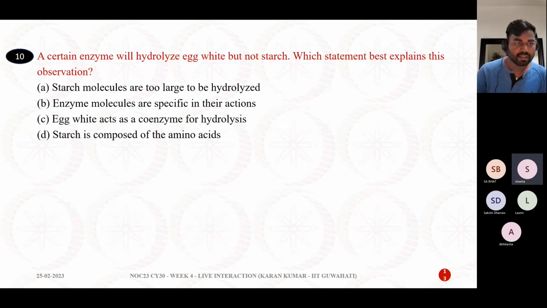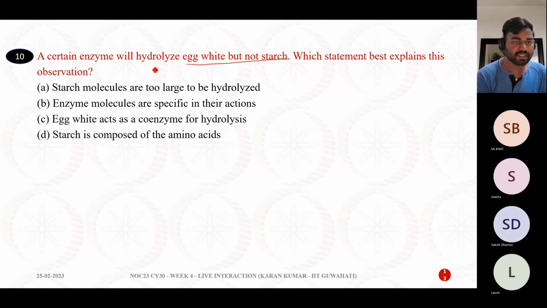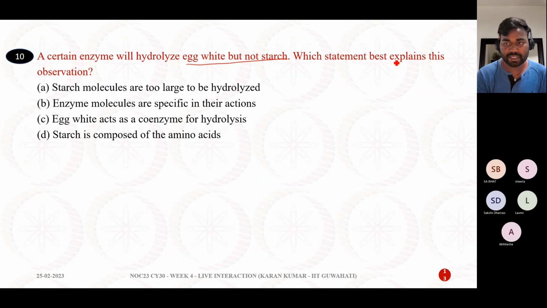Now the next question is: a certain enzyme will hydrolyze egg white but not starch. Which statement best explains this observation? Option A, starch molecules are too large to be hydrolyzed. Option B, enzyme molecules are specific in their action. Option C, egg white acts as a coenzyme for hydrolysis. Option D, starch is not composed of amino acids. What will be your observation? A certain enzyme will hydrolyze egg white but not starch.